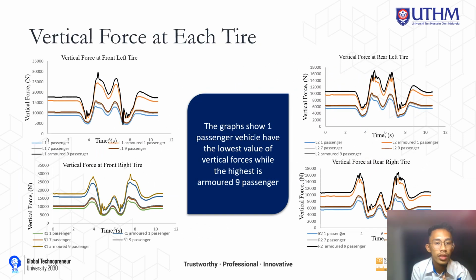Force at each tire. Based on all the graphs, the armored 9 passenger vehicle produces the highest value of vertical force at each tire, while the 1 passenger non-armored vehicle produces the lowest value of vertical force at each tire.